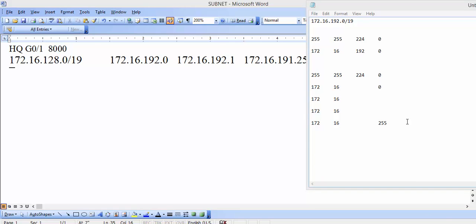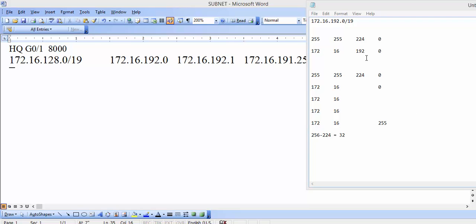This 255 is on the last octet and 0 is on the last octet. Now we need to fill these third columns. Now we focus on 224 on the third octet. We have to find our magic number, and we subtract 224 from 256. So after subtracting, we get our magic number, which is 32.